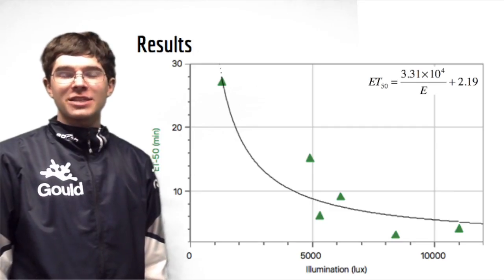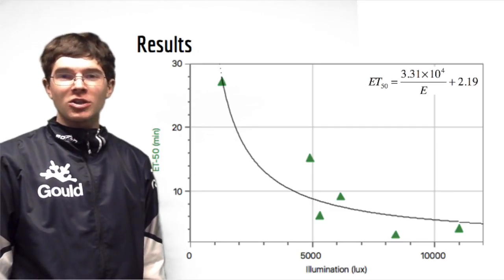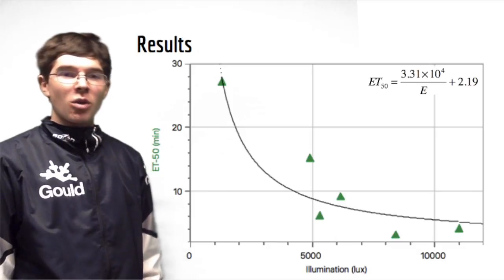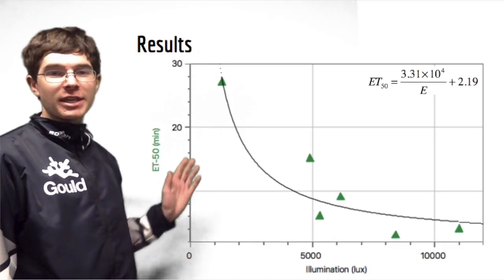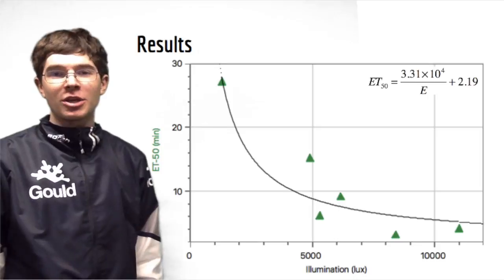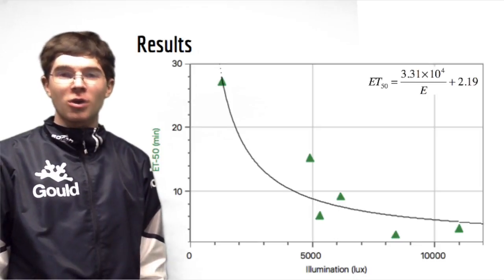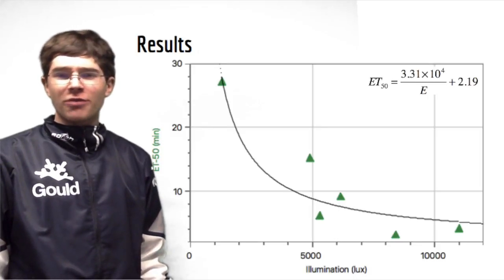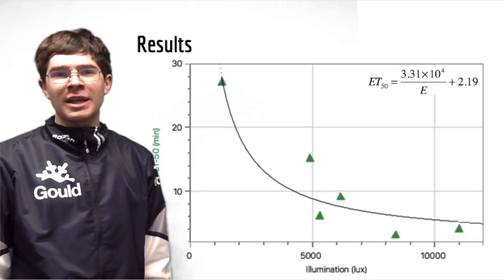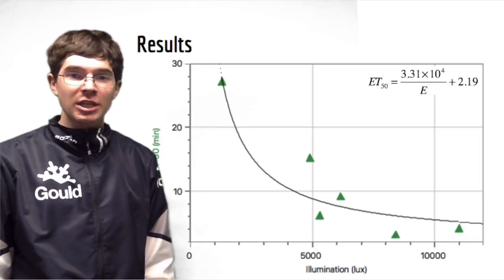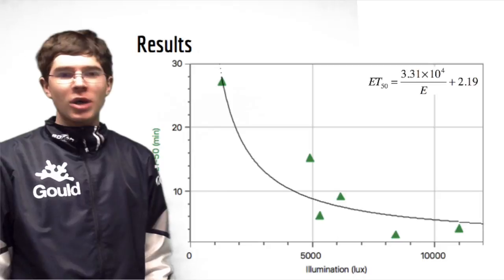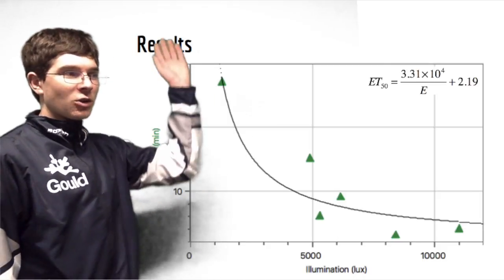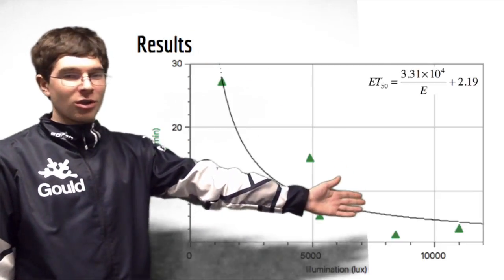So on the x-axis of this graph is the illumination in lux at the site of photosynthesis, while the y-axis is the ET50 in minutes, so again, that's the time that it took for half of the spinach discs to float. And the data were fitted with an inverse trend line as was described in the hypothesis, and it roughly models the data in that it goes from a high number to a low number.